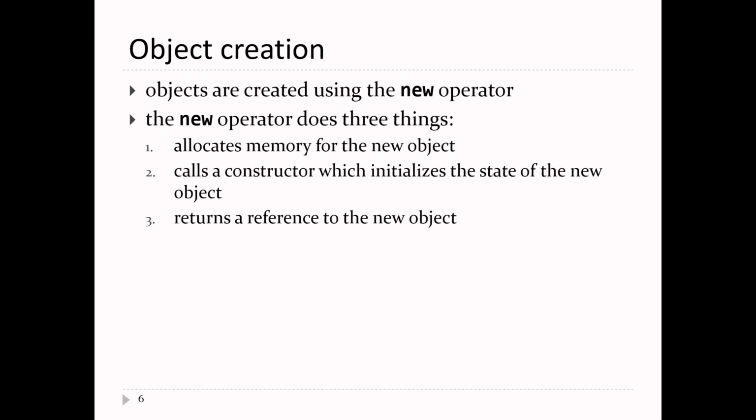The difference compared to malloc, though, is that new also requires you to call a constructor. The constructor is the thing that initializes the state of the newly created object. And then, like malloc, well, malloc returns a pointer to the memory, and new returns a reference to the created object. So for C programmers, new is basically malloc with some extra stuff: the initialization.